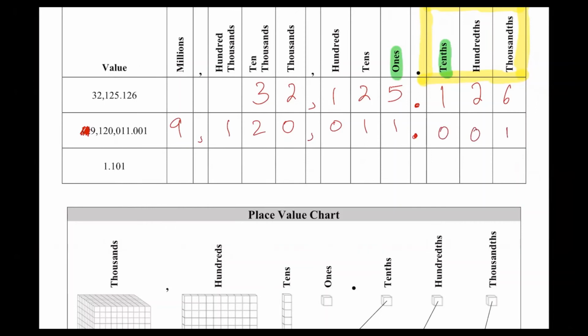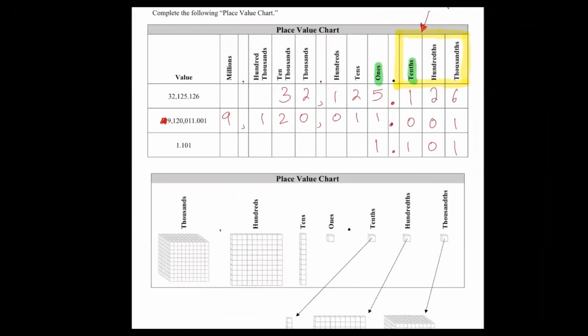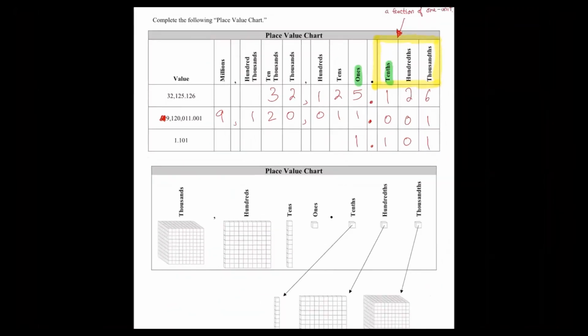0, 0, 1. And then the last one is just 1.101. So really, it's just a simple task, but for something like this, it's the conversation more than anything else that's really going to get you where you need to go.